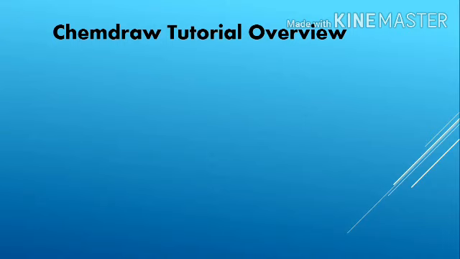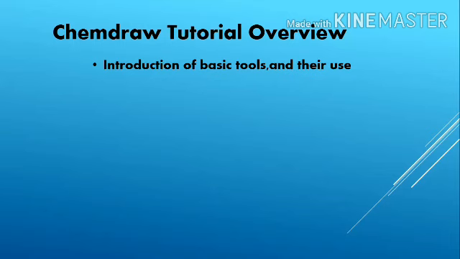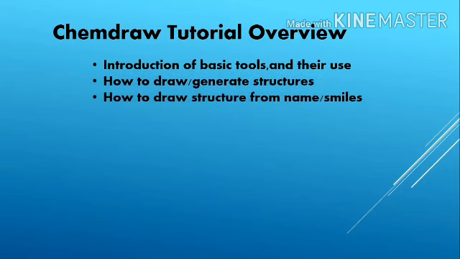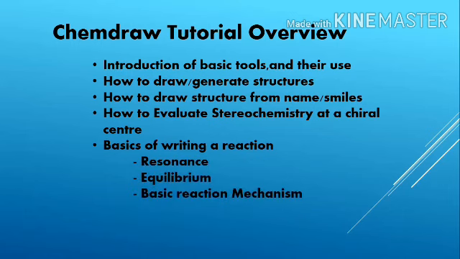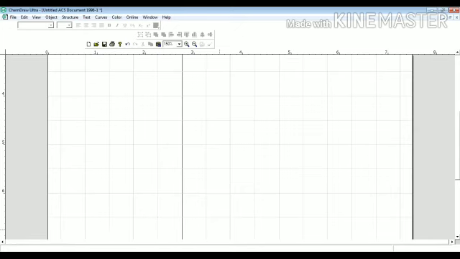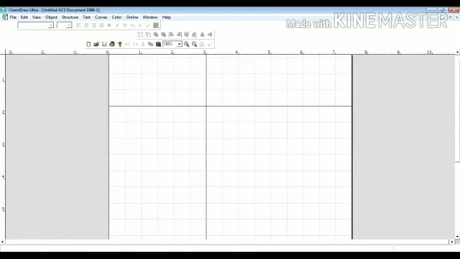The Chemdraw tutorial overview. In this tutorial, we'll learn about the introduction of basic tools and their uses, how to draw or generate structures, how to draw structures from names or SMILES, how to evaluate the stereochemistry at a chiral center, basics of writing a reaction, resonance, equilibrium, and basic reaction mechanism. Let's start with session 1. Let's start the session. Now look at this.